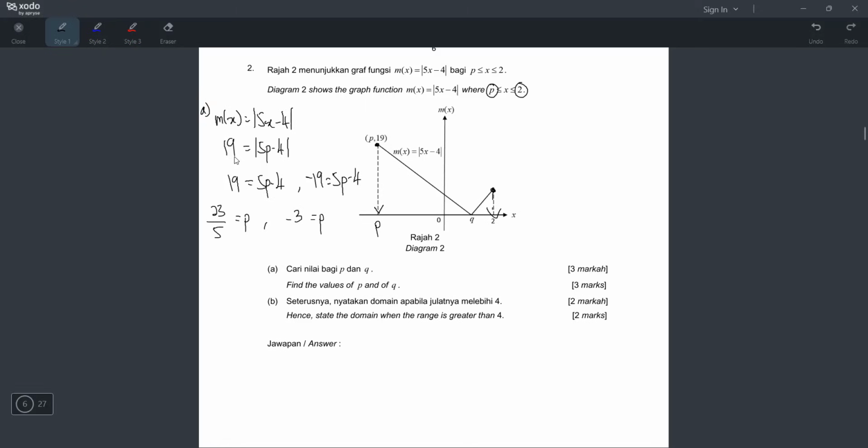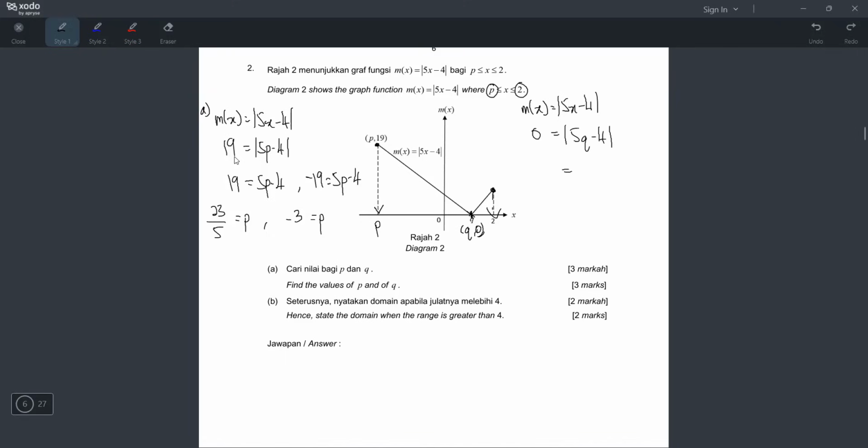So p, I already found it, but they still want me to find q, right? So let's look at q. This is q, so if you look at q, this is actually the x-intercept of this V-shaped function. If you want to find the x-intercept of the function, it's very straightforward. You just substitute y equals 0, because x-intercept means the y coordinate will be 0, and then the x coordinate will just be q. So how to do this? Let's write down the equation one more time. mx equals modulus 5x minus 4. This time your mx, or your y coordinate, is just 0, and your x coordinate is just q. So let's write q, and then minus 4.